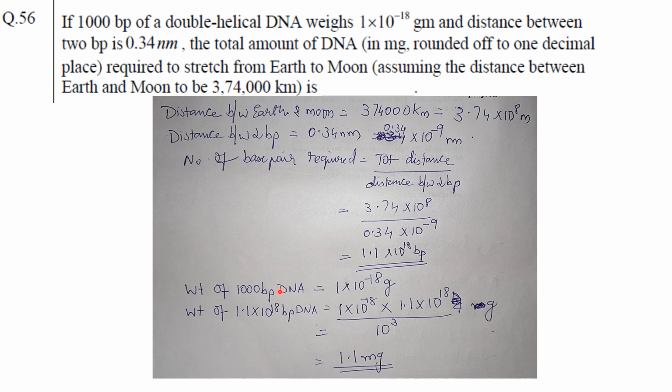Now the weight of 1000 base pair DNA they have given as 1 into 10 raised to minus 18 grams. They have asked for the total amount of DNA in milligrams. So the weight of this much amount of base pairs of DNA will be, substitute the values, divide by 1000, you will get it in grams. Convert grams into milligrams, you will get it as 1.1 milligram.